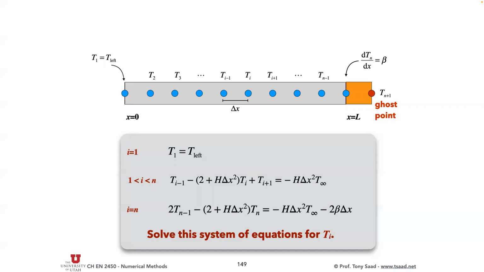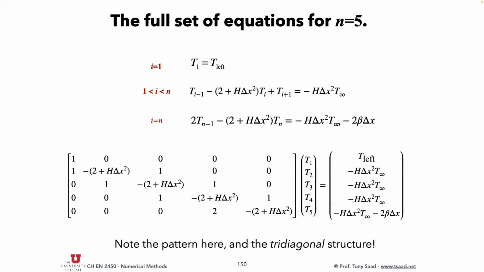So for all the points in between, you get that full discrete equation. At the last point, point n, your equation is different, but there's no Tn plus 1 anymore. So for 5 points, for example, you get the same kind of tridiagonal structure, except for the last point. Previously, we had 1s everywhere and a 0 over here, remember? Now we have a 2.